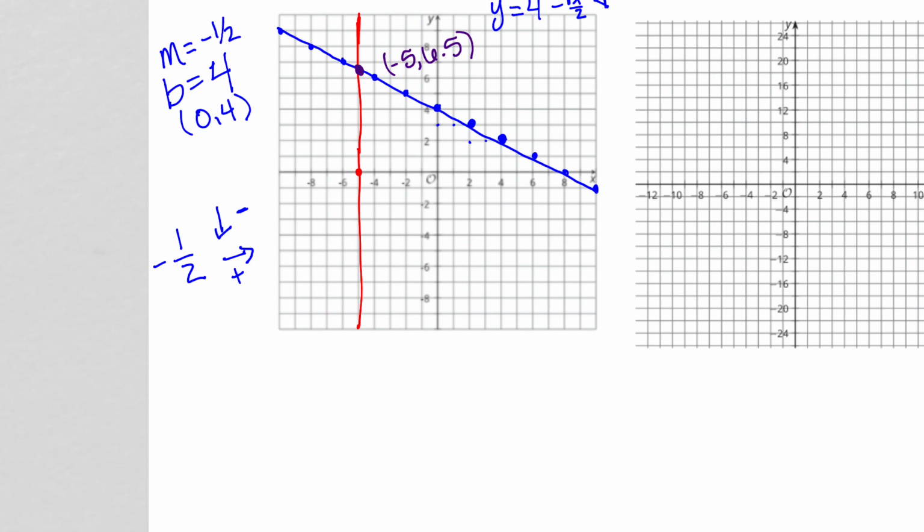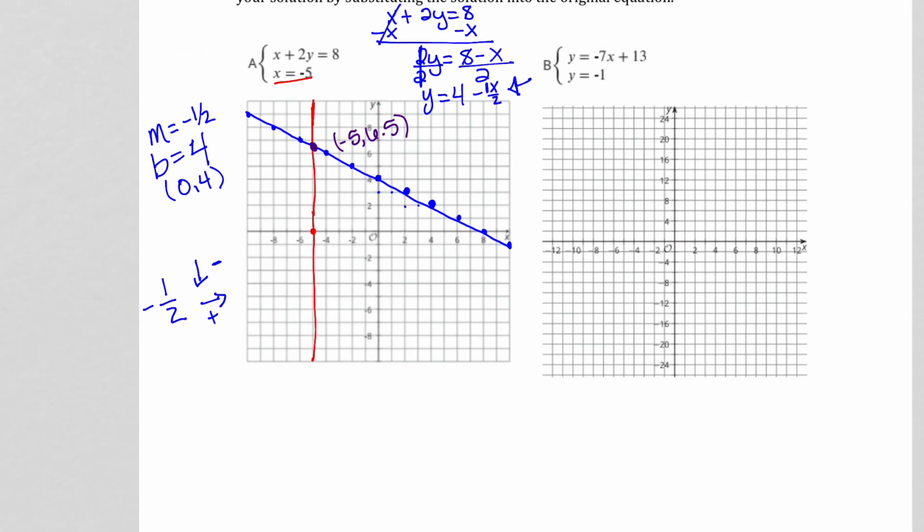Okay, I think what I want to do with you guys right now is work through all of these graphs first and then go back and show you substitution, okay? So we're going to work through the graphs and then come back and I'll show you how to do substitution and check your answers and everything, okay?